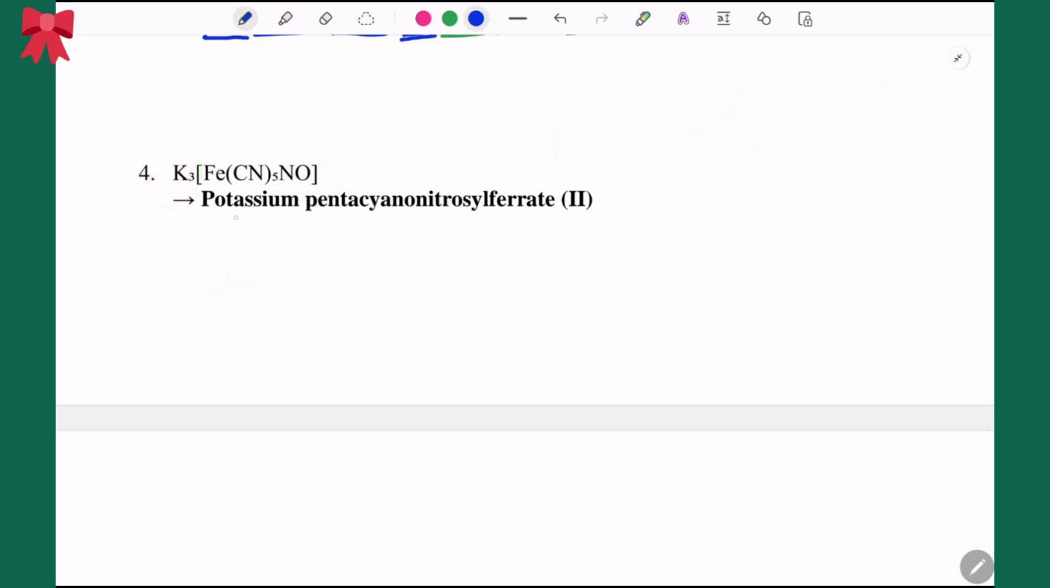So let's write the name. Potassium, because it's a cation, and leave space. There has to be space over here in the paper also. Then 5 times cyano, so we write it alphabetically, because C comes first and N comes after that alphabetically. So pentacyanonitrosylferrate(II).